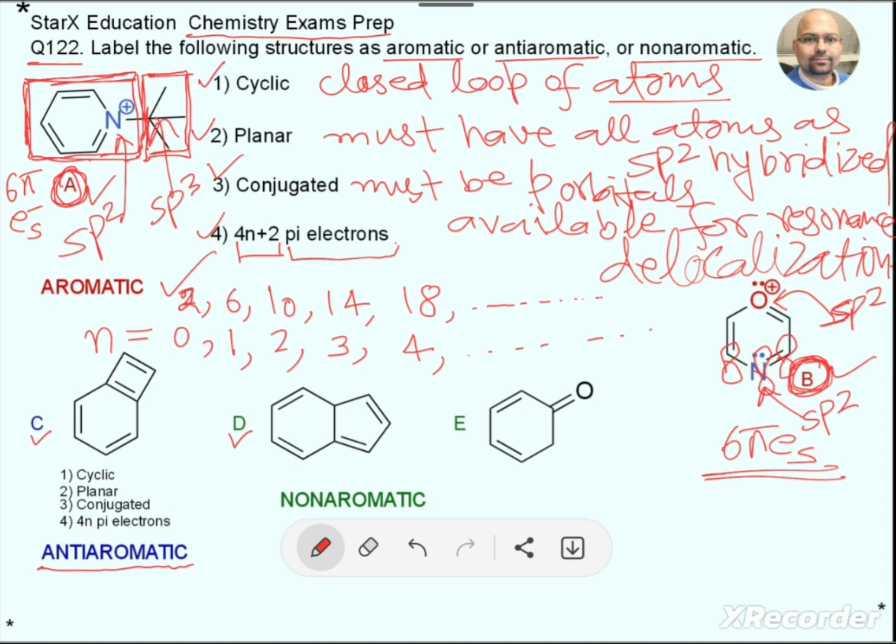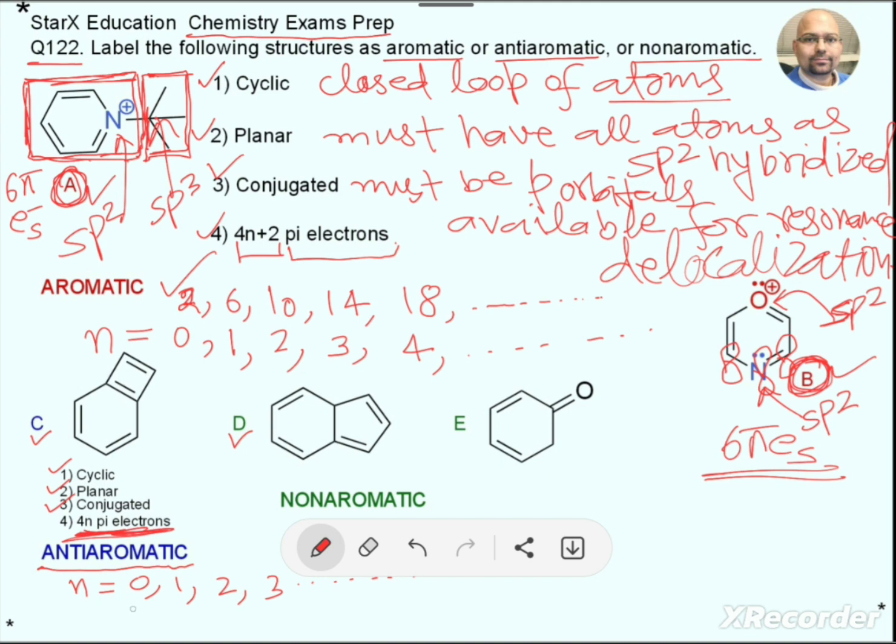But the only difference between the aromatic and antiaromatic classification is that the first three criteria are the same. So antiaromatic species are also cyclic. They are planar, there is conjugation, but there are only 4n pi electrons, and the n is again 0 or a positive integer: 1, 2, 3 and so on.